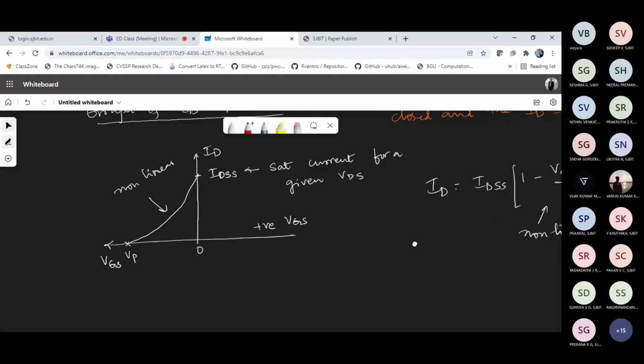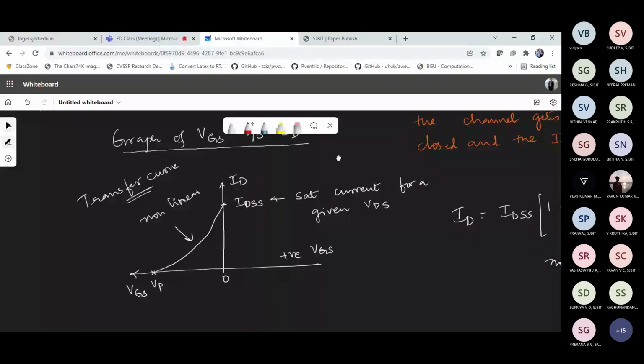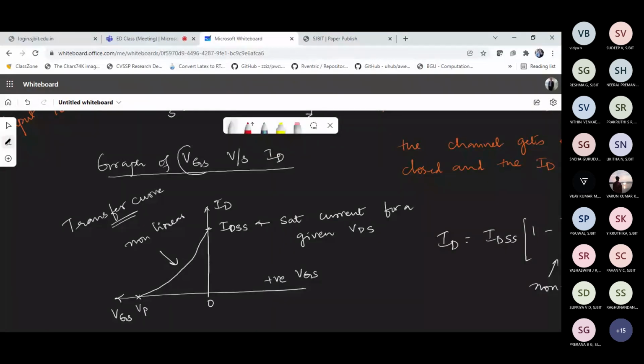Yes, sir. Thank you. So this curve is what is called the transfer curve. And the reason is very simple. We use the word transfer whenever we try to relate the input and output. Here, I've already given the title for this curve, which is a graph of VGS versus ID. VGS is the input voltage, ID is the output current. So this is relating input and output parameters, and that is why it is called a transfer curve. A very, very important curve.